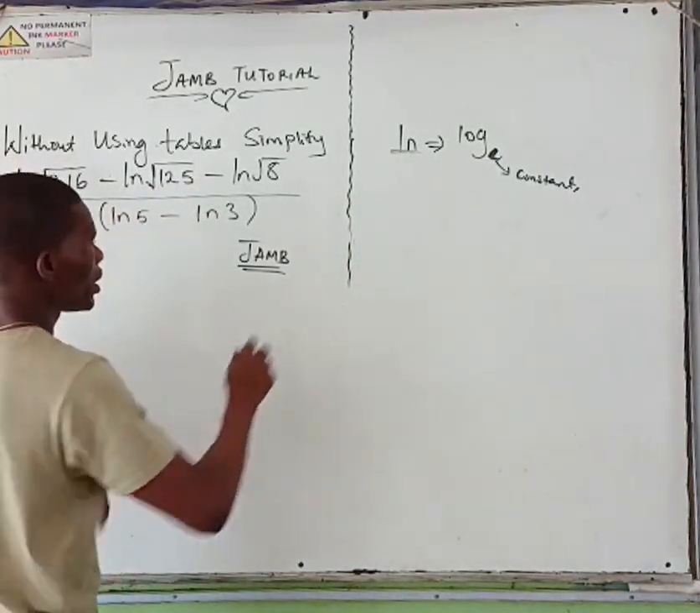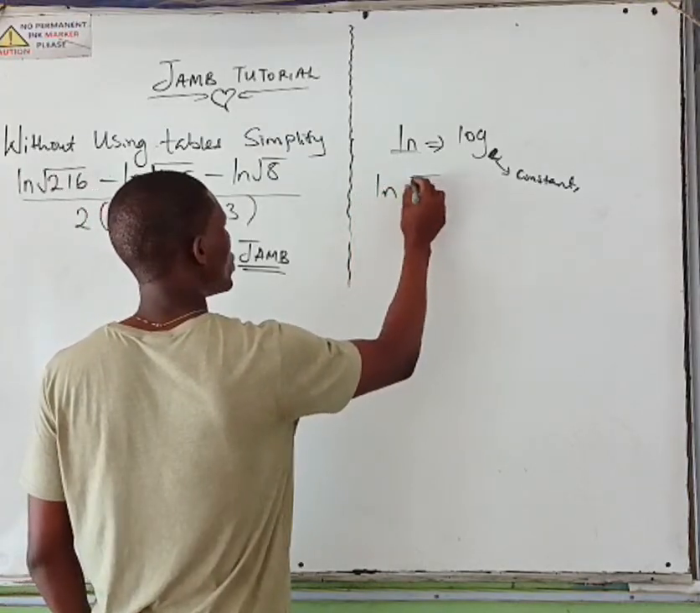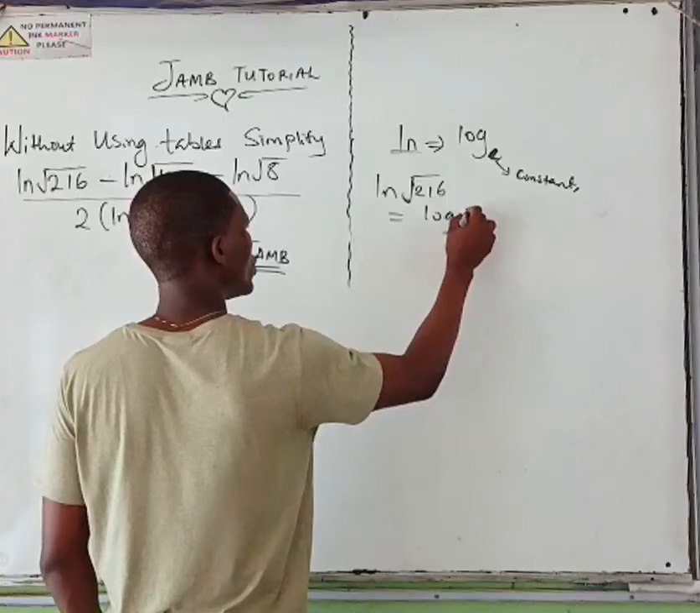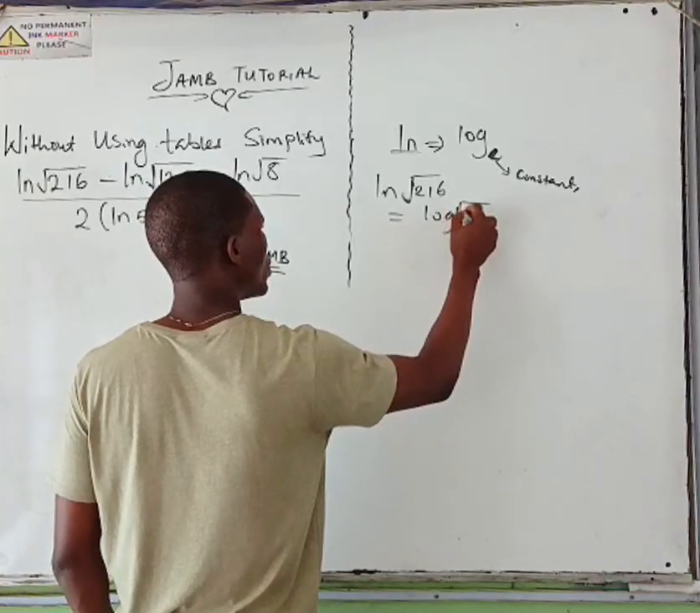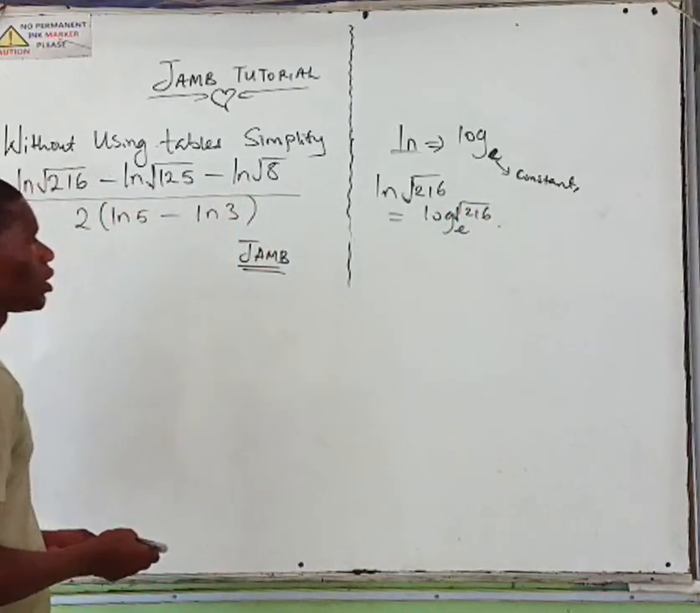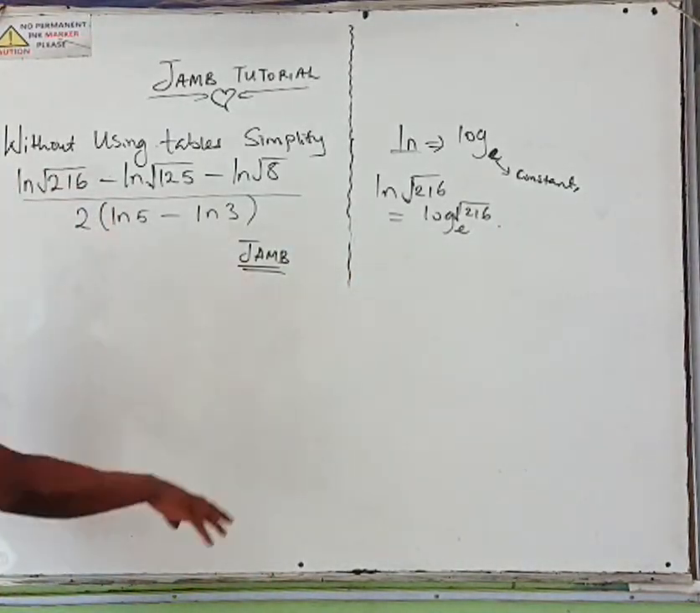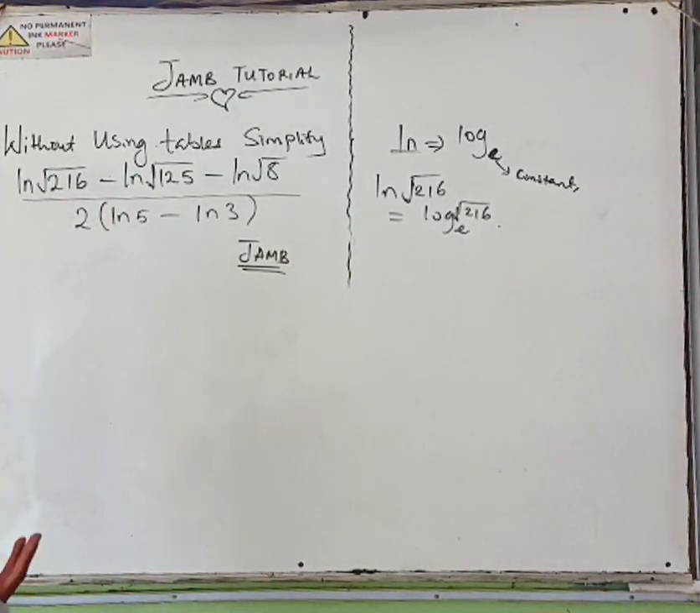That means we have ln 216, which is the same thing as log. So what you have here is still a logarithm, and you are going to deal with it just the normal way you deal with logarithms. So, moving on.